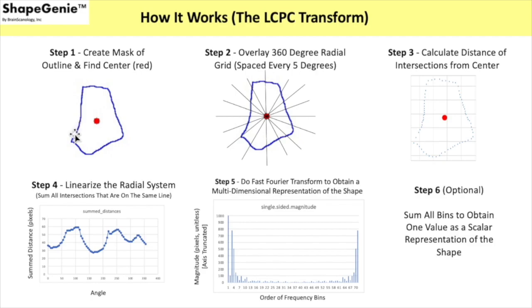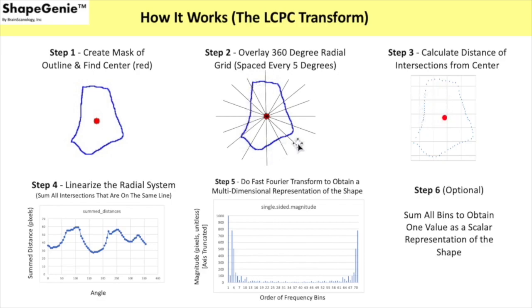In step one, you have the outline of the object of interest. And what Genie does is it finds the smallest bounding box or rectangle that touches all four sides of your object. The center of that rectangle will become the center of a radial grid of 71 lines. Genie then finds the intersection of every line and the edge of your shape as shown in step 3. And now it can calculate the distance of every intersection to the red dot, which is the origin.